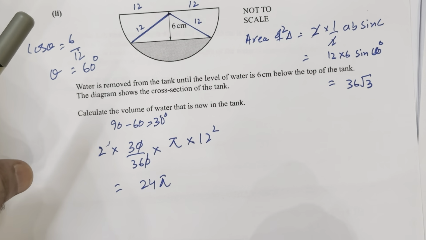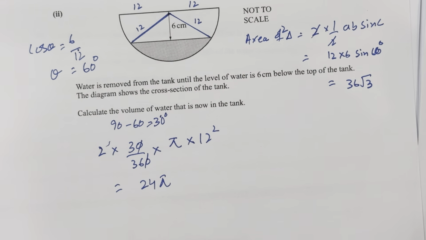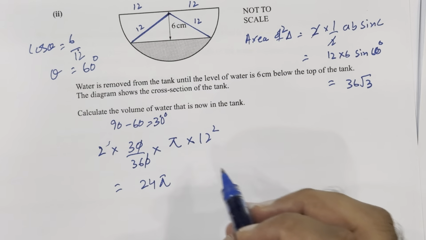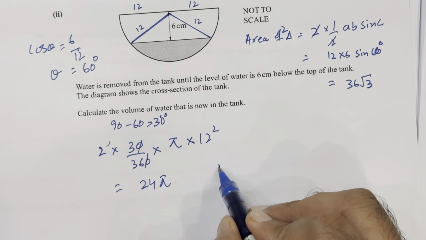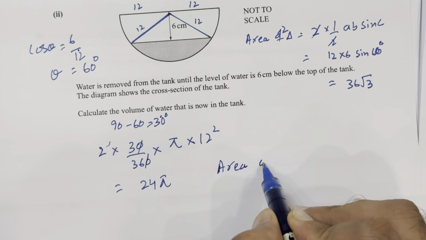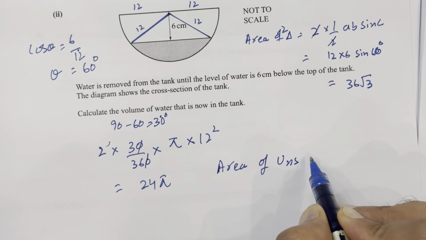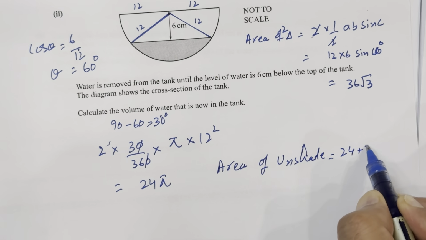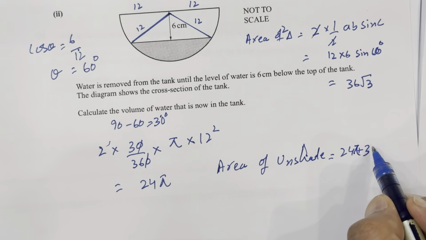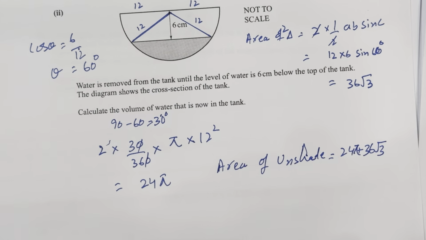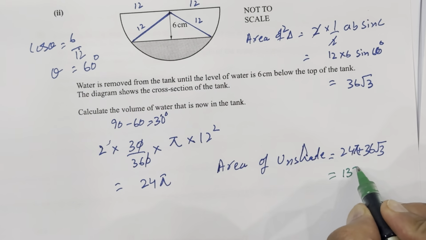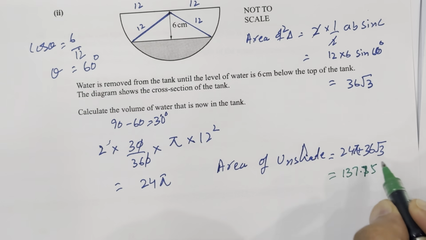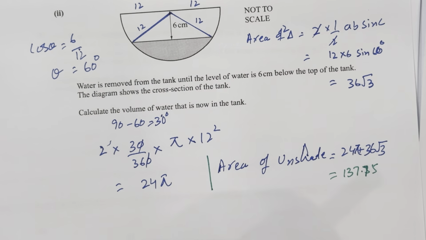Now you need to find the area of the unshaded region. So the area of the unshaded region would be 24 pi plus 36 under root 3, that is equal to 137.75. So this is how you get the area of the unshaded region.